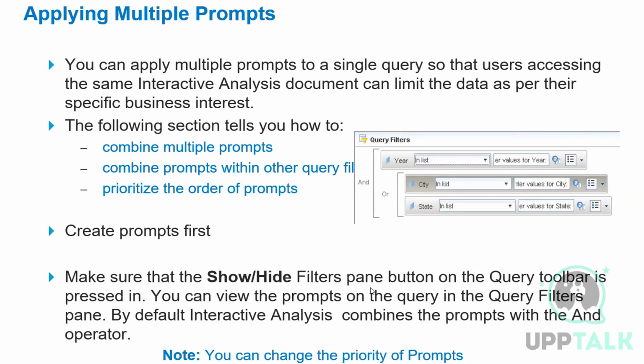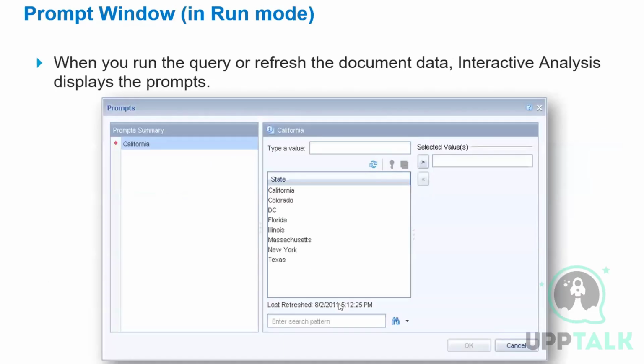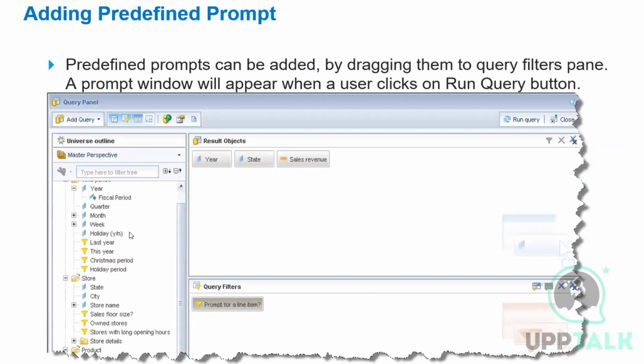The filters pane should be visible. Make sure that the show or hide filters pane button on the query toolbar is pressed in. If we click on that, the query filters will be visible. Otherwise, it will not be visible. Here there are all the toolbar options. One is for available objects. If you click this first one, you will see all the available objects here. If you click this query filter pane, it will be visible here.